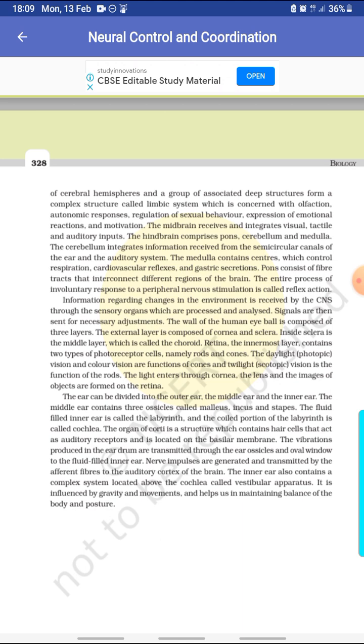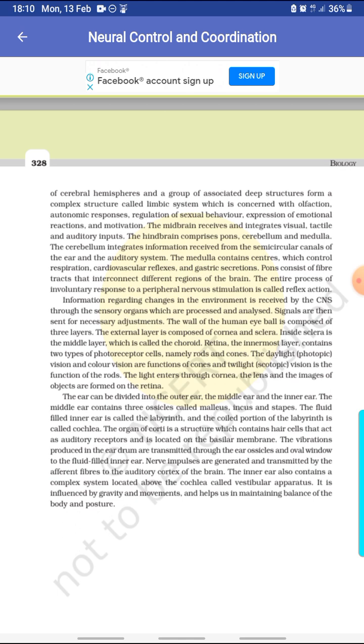The ear can be divided into the outer ear, the middle ear, and the inner ear. The middle ear contains three ossicles called malleus, incus, and stapes. The fluid-filled inner ear is called the labyrinth, and the coiled portion of the labyrinth is called the cochlea. The organ of Corti is a structure which contains hair cells that act as auditory receptors and is located on the basilar membrane. The vibrations produced in the eardrum are transmitted through the ear ossicles and oval window to the fluid-filled inner ear. Nerve impulses are generated and transmitted by the afferent fibers to the auditory cortex of the brain.